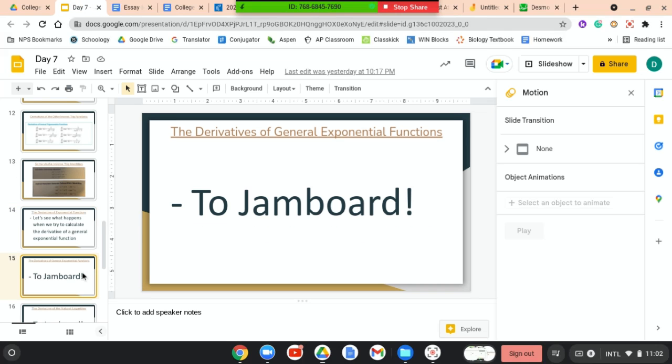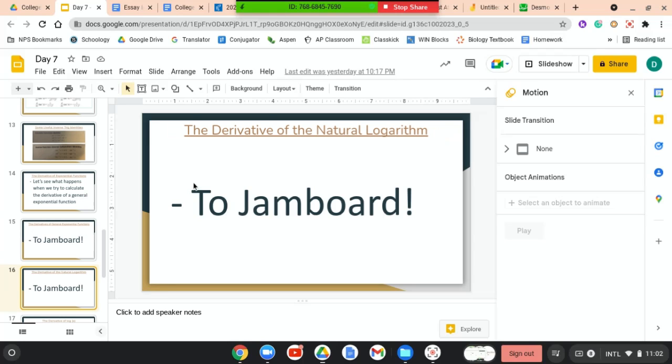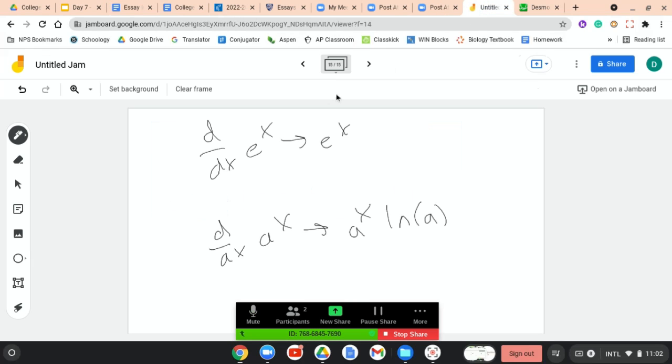All right. So we did the derivatives of general exponential functions. Okay. Now let's find the derivative of the natural logarithm. Because then we can use that to find the derivative of any logarithm using some log properties.